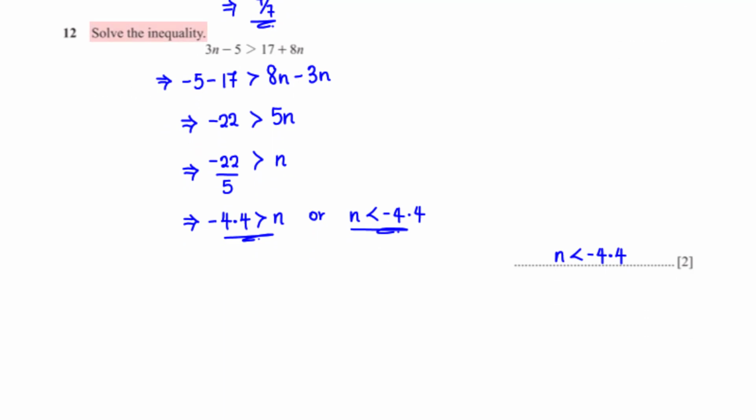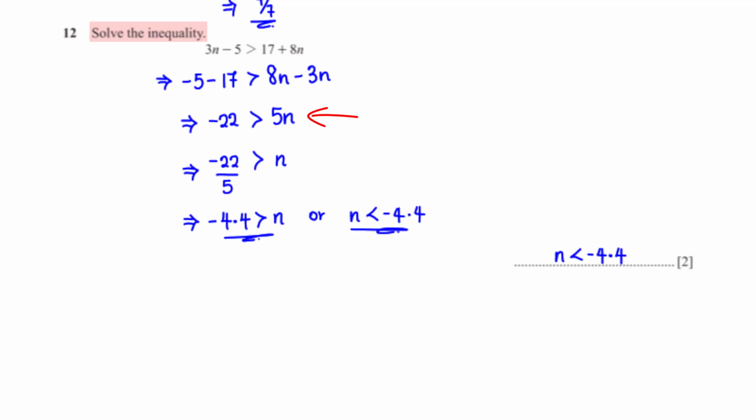Solve the inequality. 3n minus 5 is greater than 17 plus 8n. So the first step is to group like terms on both sides of the inequality, and that gives us negative 5 minus 17 is greater than 8n minus 3n. That simplifies to negative 22 is greater than 5n.